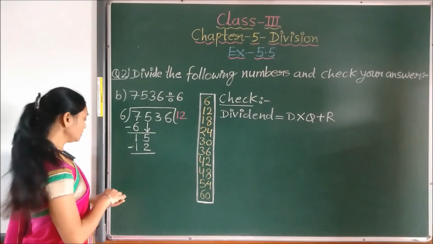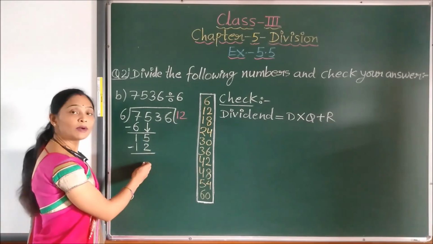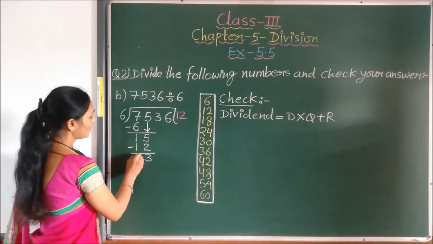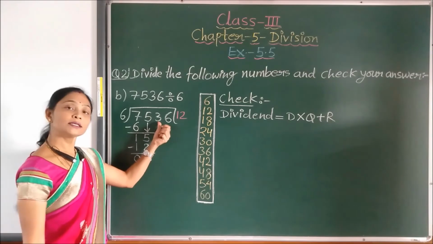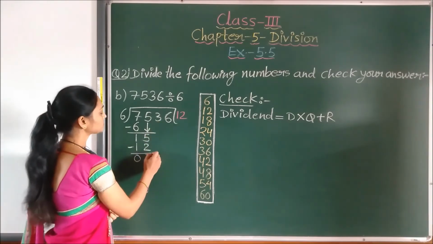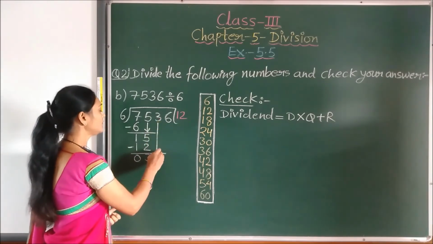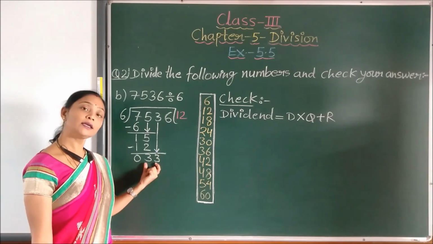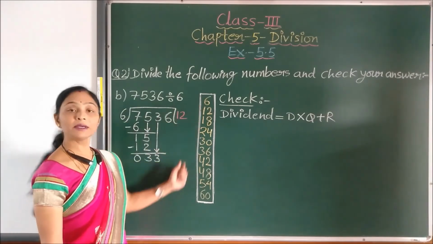Yes. Now see, 5 minus 2, how much? 3, and 1 minus 1 is 0. Now again we have to carry this third digit down, 3. So we will bring down 3. So how much did we get? 33. So we will read this table again.